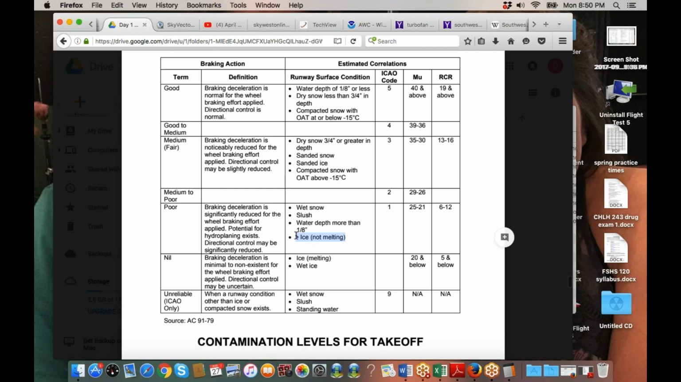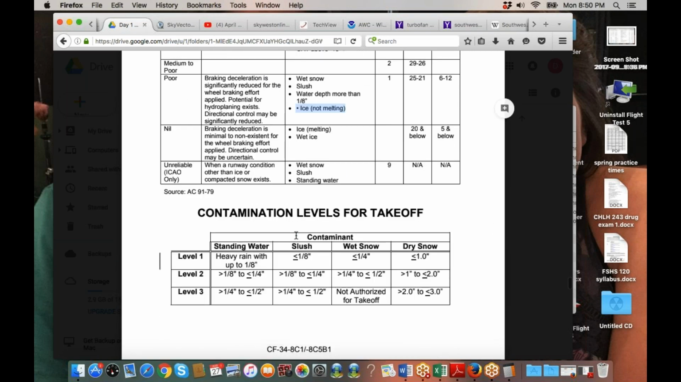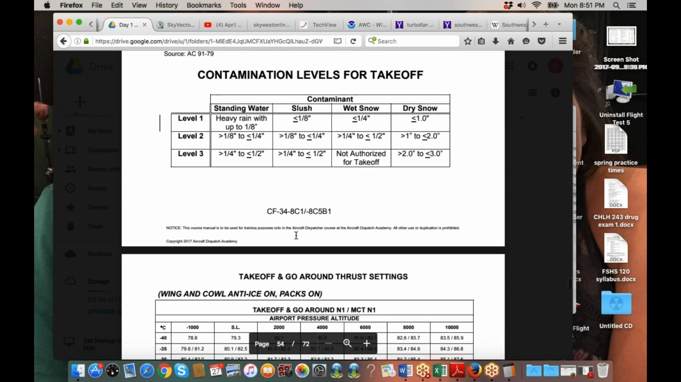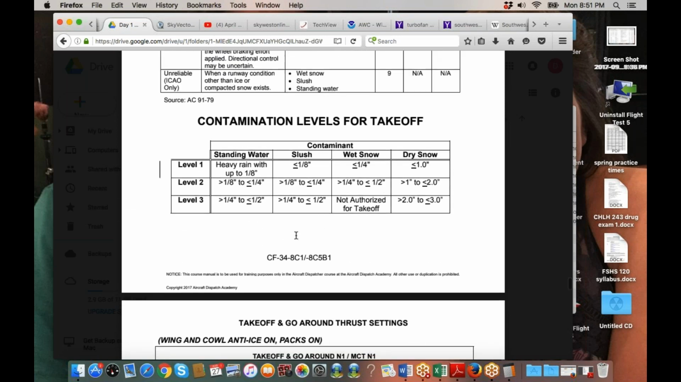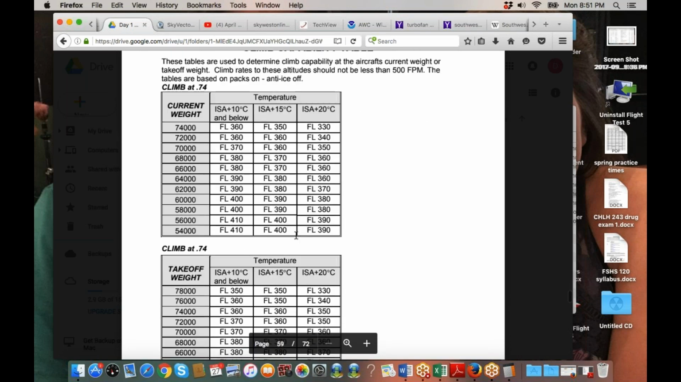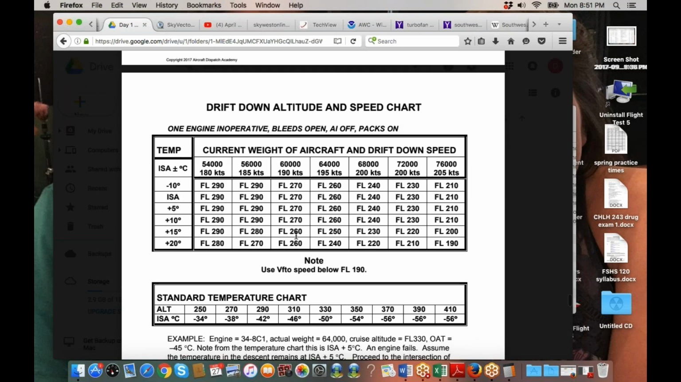I was supposed to find some spaghetti charts for us to look at for takeoff, but I have not been able to find them. So I guess that was about all we were going to go over today, unless there's something I didn't remember down here.